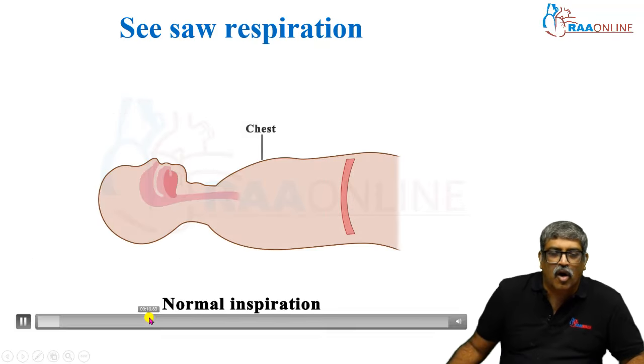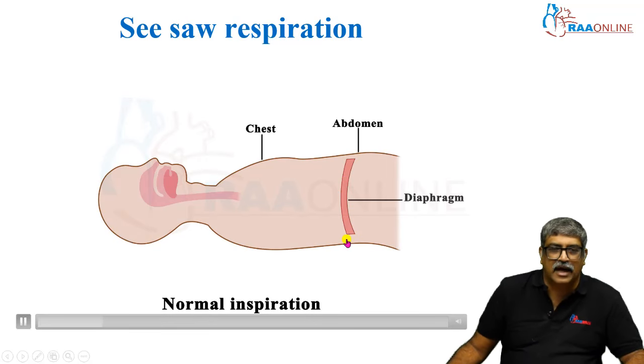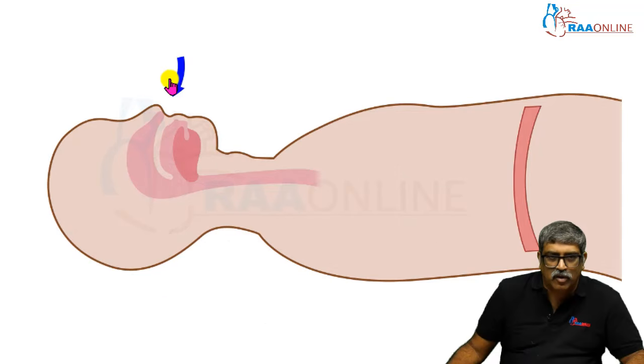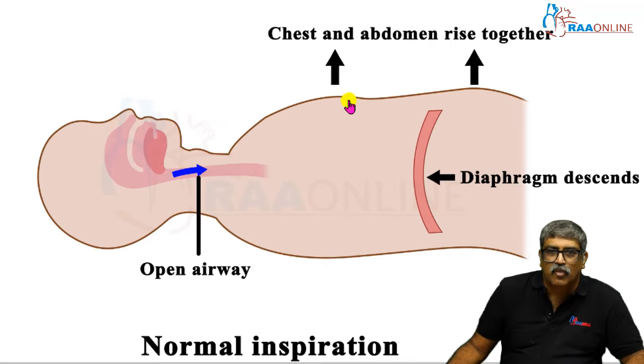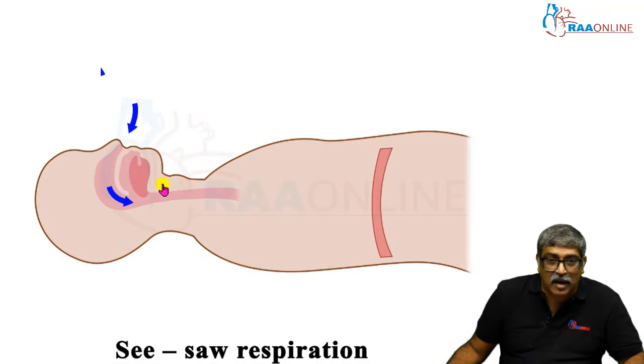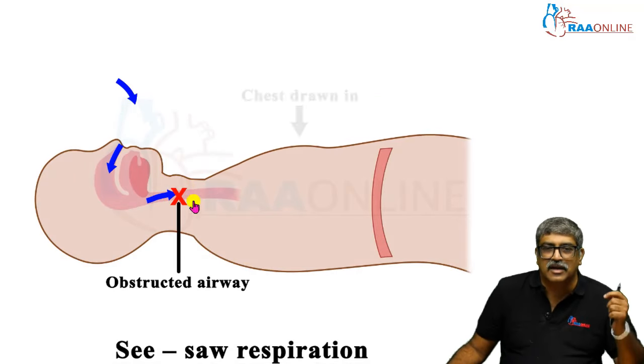Now look at the normal inspiration. You have the chest, abdomen and the diaphragm. As the air goes in, as you breathe in, the chest rises and the abdomen rises. Both rise simultaneously and the diaphragm descends. This is what happens with an open airway. Now there is an obstruction in the airway. Let us see what happens.